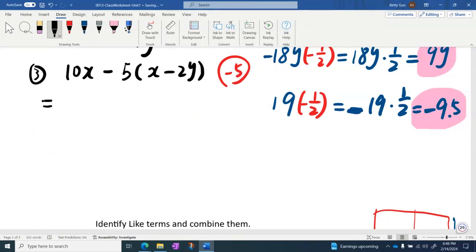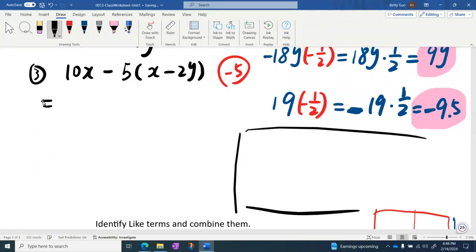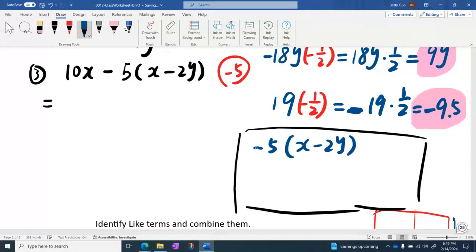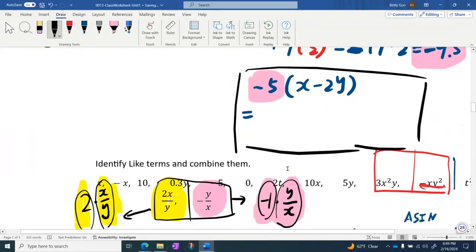If you think the 10x is bothering you, it's okay. You're going to work on the distributive property on your scratch paper. We can work on this part on the scratch paper: negative 5 times parentheses x minus 2y. What do we need to distribute? We need to distribute negative 5. We have two terms in a group. You should see that now.